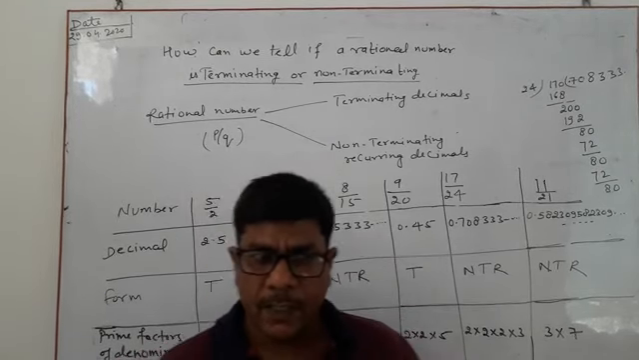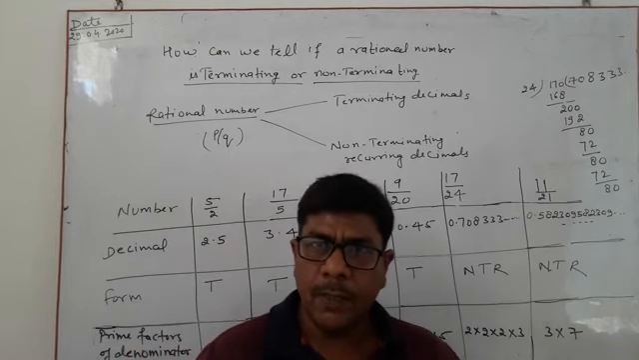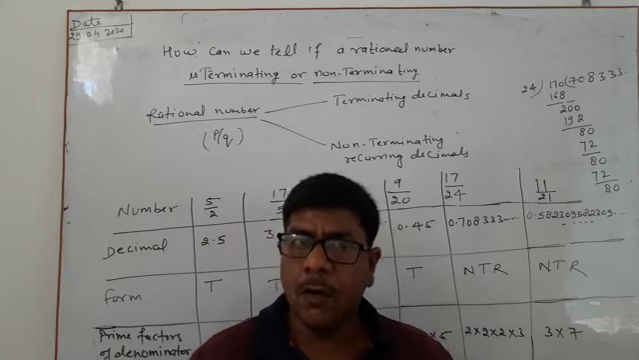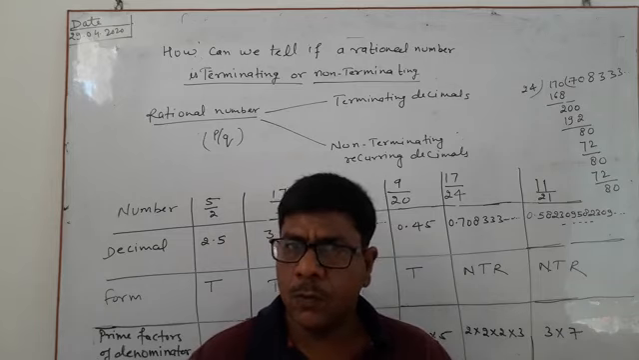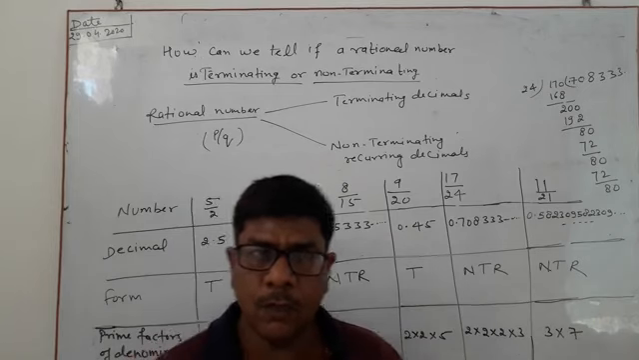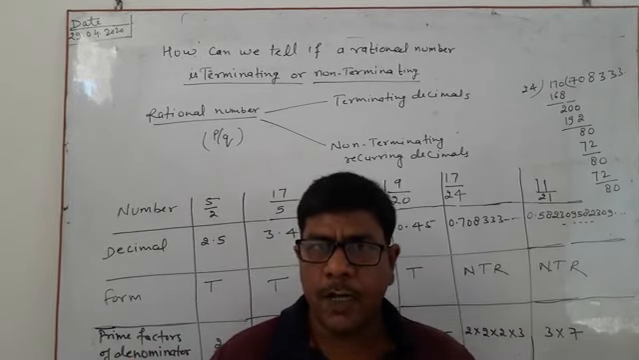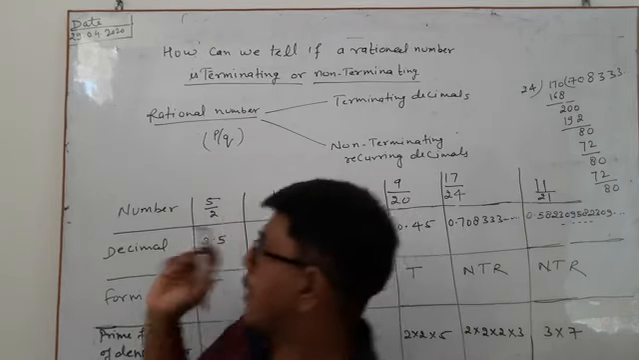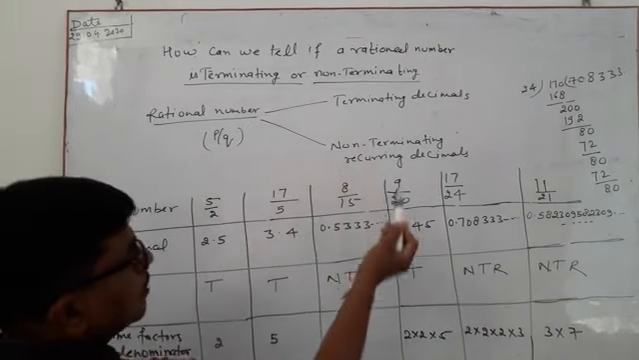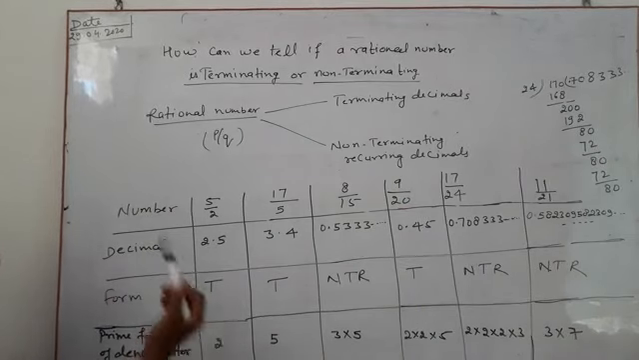You know that a rational number as a decimal expansion can be classified into two forms: terminating decimals and non-terminating recurring decimals. Both decimals are called rational numbers. And you also know that a rational number can be written in the form p upon q, where q is not equal to 0. But without actual calculation, how can you tell? So look at this chart. Look at the chart on your board.